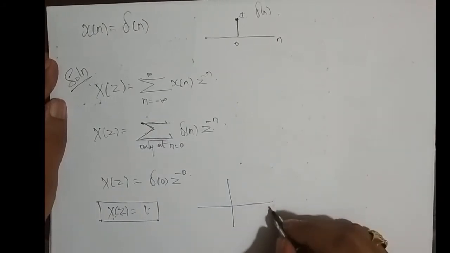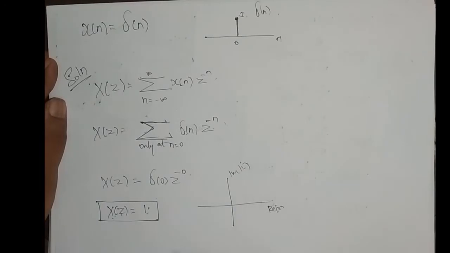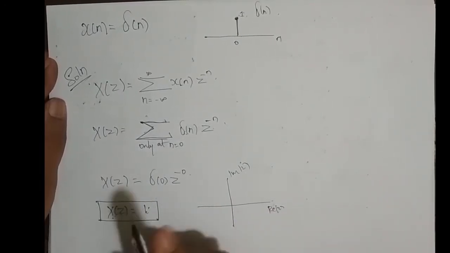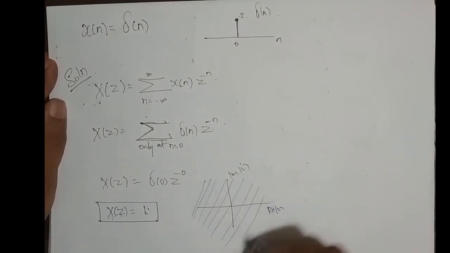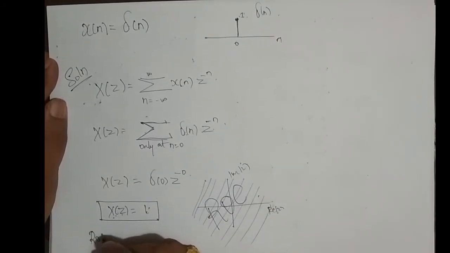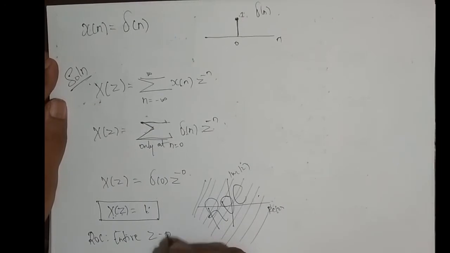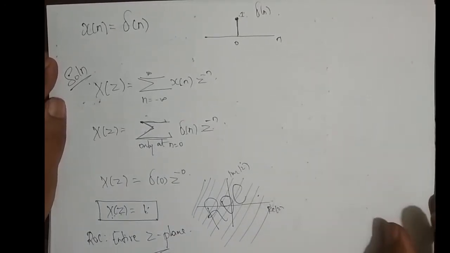So real part of z, imaginary part of z. Whatever value of z you pick, the right hand side of this remains finite, which is 1 only. So its ROC is the entire z plane. I hope you got the concept.